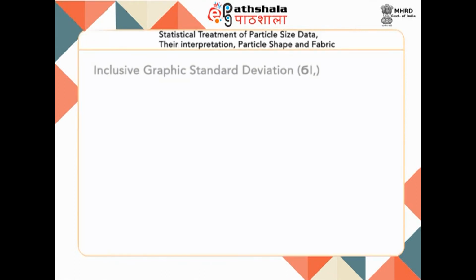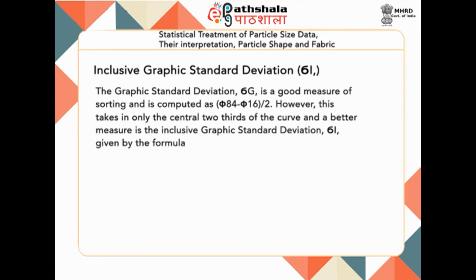Once we do away with all these procedures, the next question is how the grains are sorted, and that is why we measure the inclusive graphic standard deviation. The graphic standard deviation is defined as a measure of sorting and is computed as phi 84 minus phi 16 divided by 2. However, this takes only the central 2/3 of the curve, and a better measure is the inclusive graphic standard deviation, or psi I, given by the formula phi 84 minus phi 16 by 4 plus phi 95 minus phi 5 by 6.6.